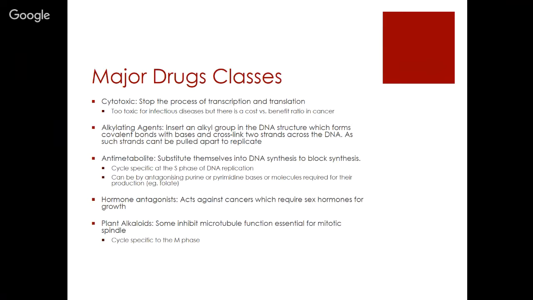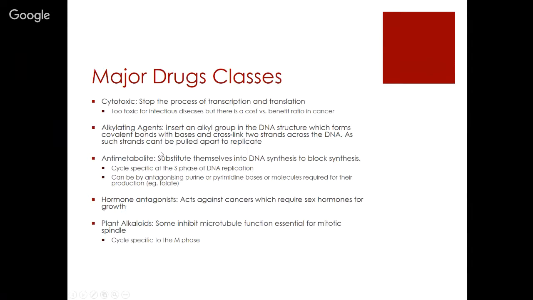But in cancer, because you've got that different cost versus benefit ratio, you can still use them even though they can harm some of your own cells. Alkylating agents insert an alkyl group into the DNA structure, and that forms covalent bonds, which joins up the two strands of DNA, so they can't be pulled apart. As you probably know, the DNA pulling apart is one of the first steps of it being replicated, so this stops it from being replicated.